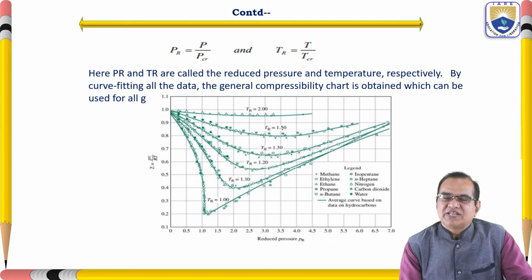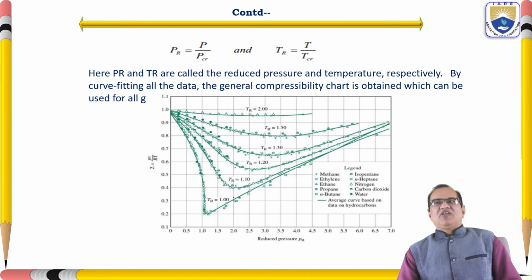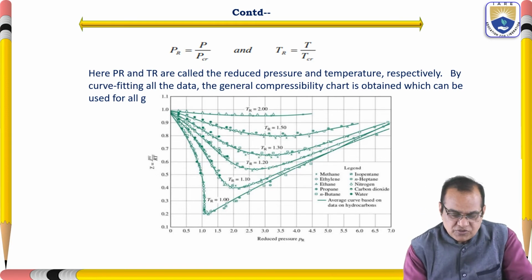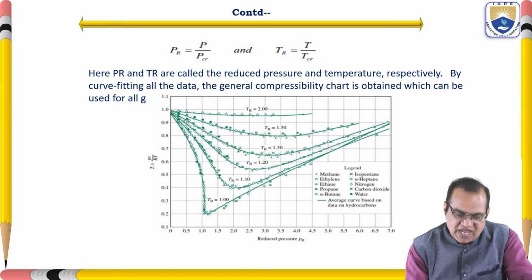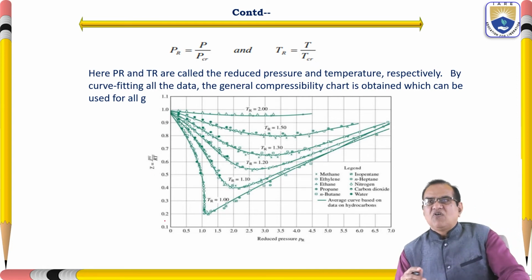TR is equal to 2, TR is equal to 1.5, 1.3, 1.2, 1.1 and 1. Like this we can find out the value of Z at a given temperature and pressure. In this way we can find out the compressibility effect. You can see here it is 1, and most of the time you will get less than 1. The value of Z will be less than 1.